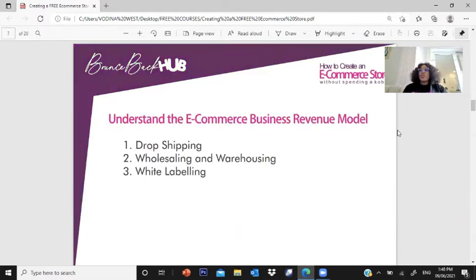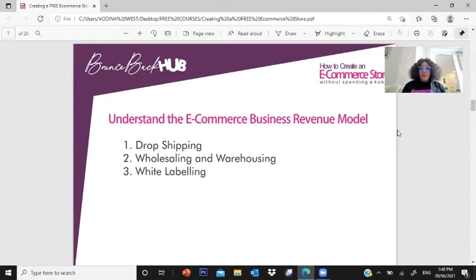Okay, so understand the e-commerce business model. There are so many of them, but there are three I just want to talk about today. You can choose one of these business models depending on your budget, depending on what you think is convenient for you. The first e-commerce business model I'm going to be discussing today is drop shipping.